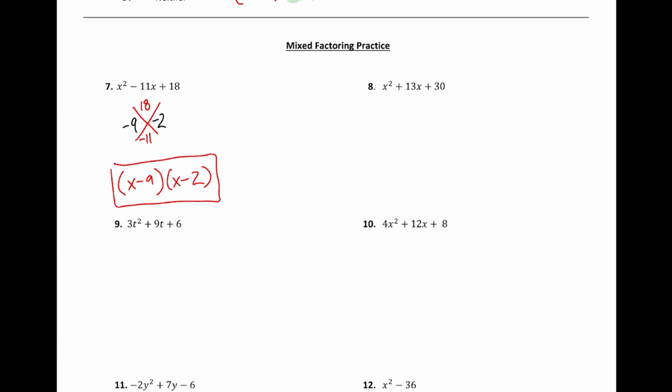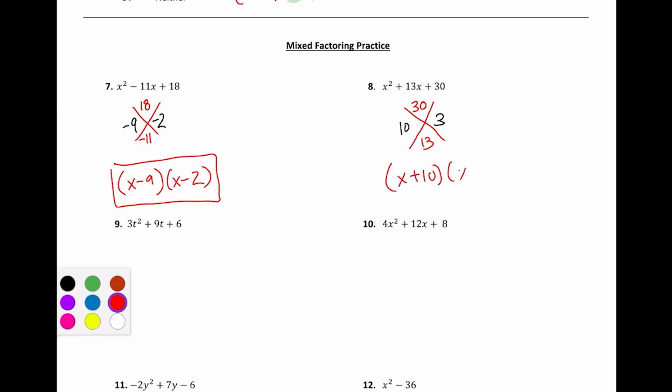Number 8 can be worked similarly. The leading coefficient is 1 again, so we can just use a basic x here. Two numbers that multiply to give me 30 and add up to 13 would be 10 and 3. So the two factors will be x plus 10 and x plus 3.